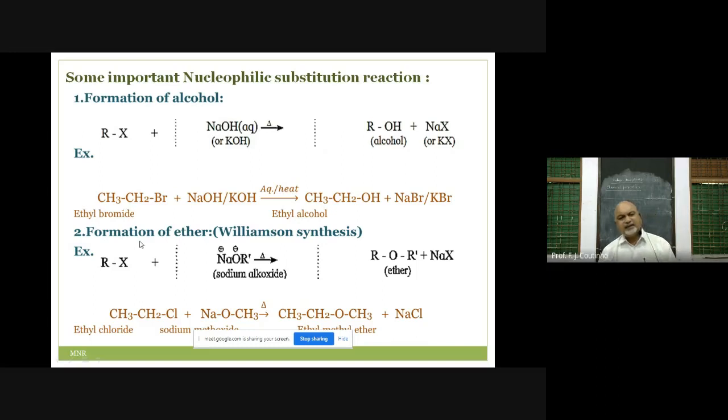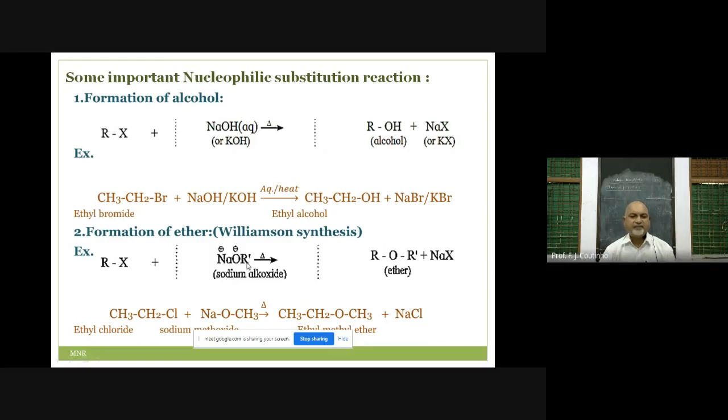The second chemical property is formation of ether by Williamson's synthesis. Now Williamson was a scientist who derived the synthesis to prepare ether. Again, it becomes the method of preparation of ether. So when we are studying that topic, we will again discuss this reaction. But here it is a reaction of alkyl halides. So we have taken an alkyl halide and treated it in the presence of sodium alkoxide. Now this is sodium alkoxide, that is NaOR.